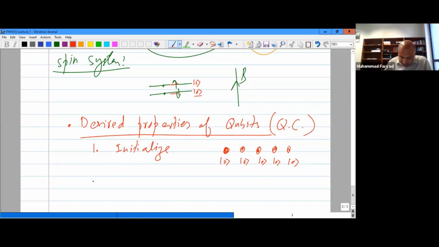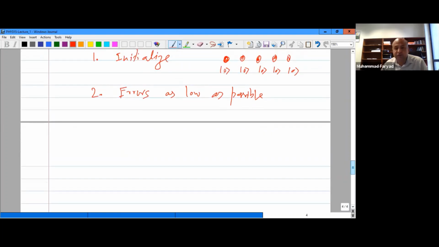Okay, and the second is that we should have errors as low as possible. And this is actually still one of the biggest troubles that quantum computers are facing. And let me talk about the sources of errors, so that you get an idea of how we can choose a system that minimizes these errors. So what are the sources?